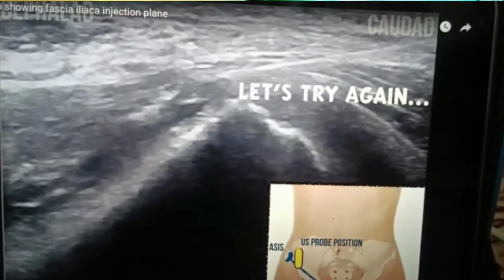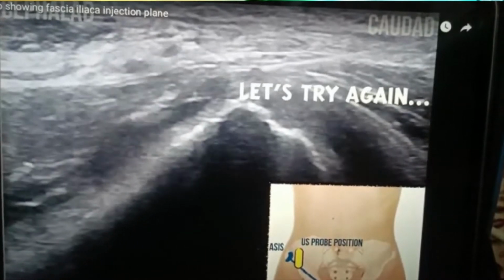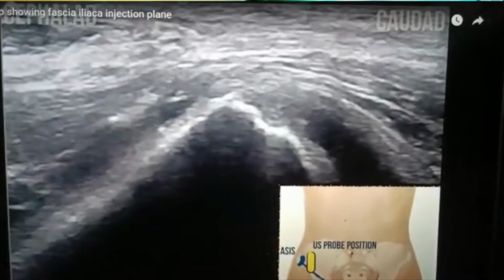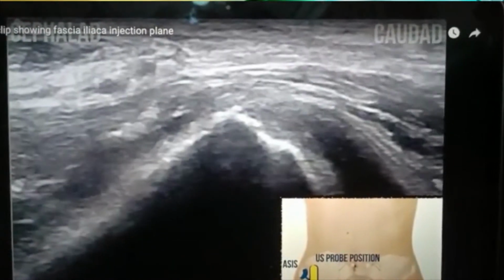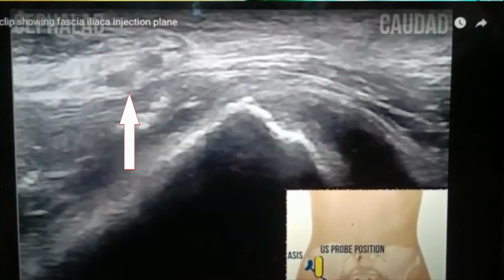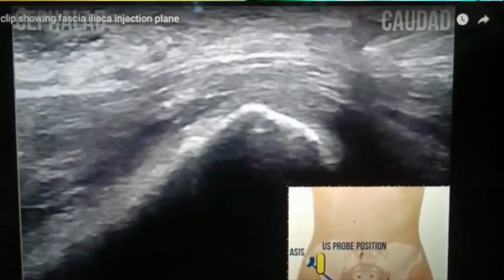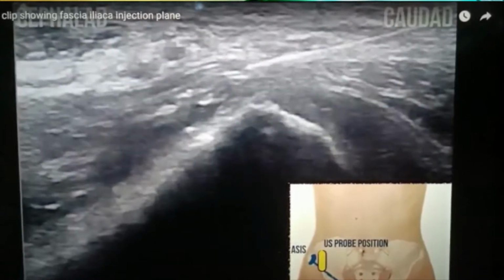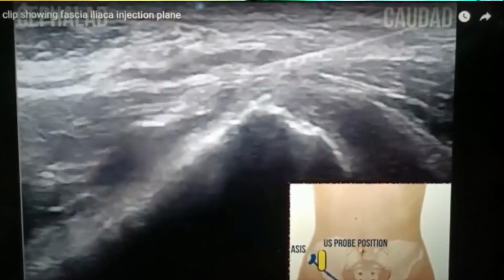So we withdraw back the needle. Again, we want to give below the fascia here, which is below the artery. If you can see the artery, it is very good. Sometimes you cannot see the artery also. It's okay. Now you can see the pop there.